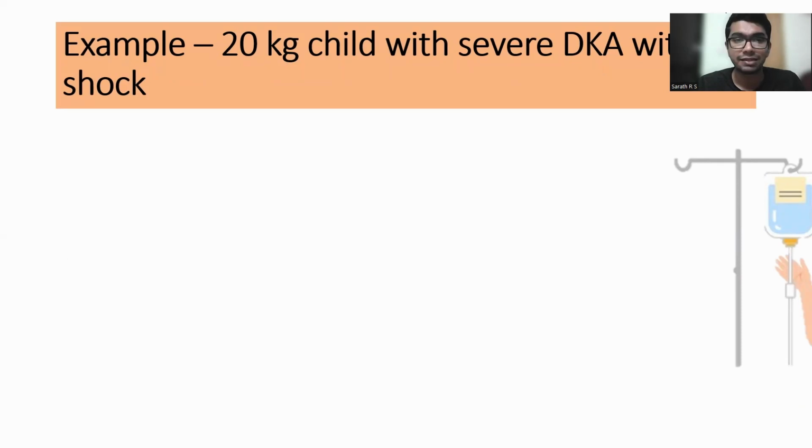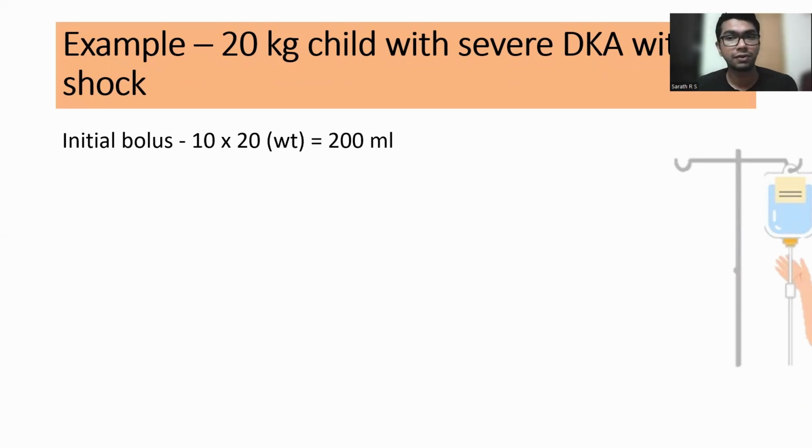Coming to one example: how to calculate fluid for a 20 kg child with severe DKA without shock. The initial bolus, so this is a child without shock, we will give 10 ml per kg bolus. So 10 into 20, 200 ml over 1 hour. As per new guidelines, we can give it over 20 to 30 minutes.